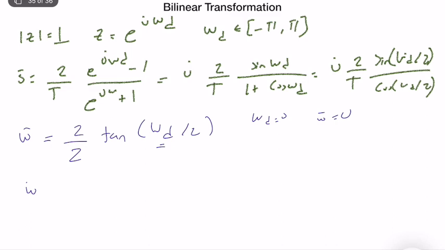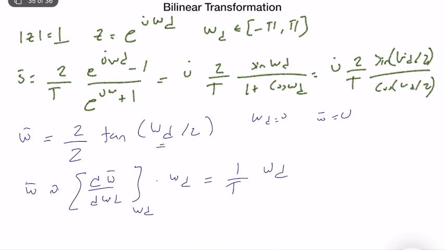Omega bar is approximately equal to d omega bar divided by d omega d evaluated at omega d equals 0, which is technically the Taylor series expansion, times omega d. If we compute that, it will be equal to 1 over T times omega d. Okay, that's good. So what is 1 over T omega d? It's technically the omega c. So what is omega c? Omega c is the actual frequency.